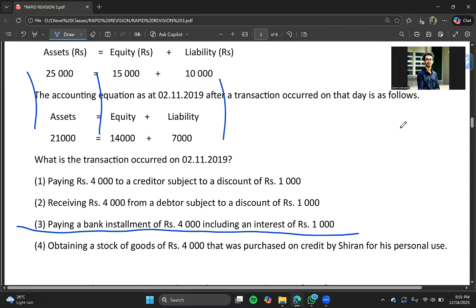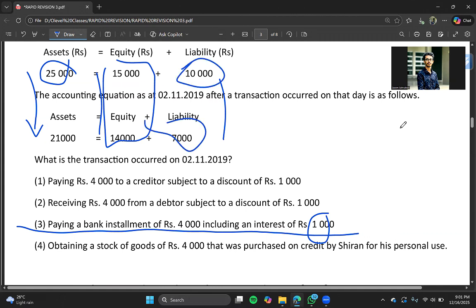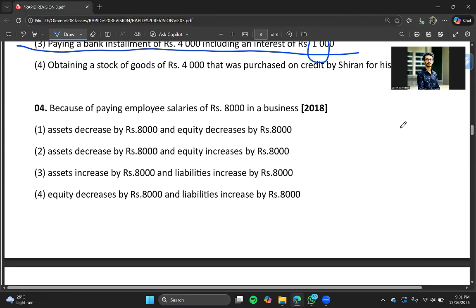When you are paying a bank loan installment of 4,000, assets decrease by 4,000 immediately. That is cash. There is an interest expense, which comes under equity, so equity decreases. And from the bank loan, the liability decreases from 10,000 to 7,000. Thereby the correct answer is simple as that.